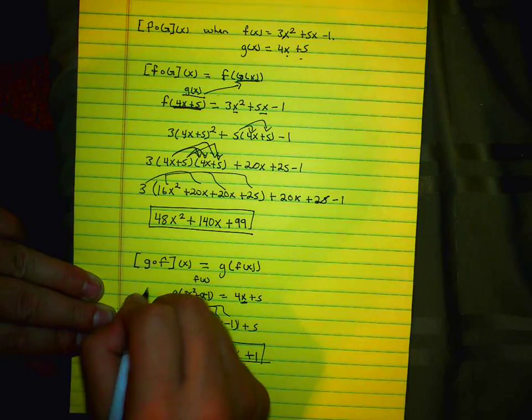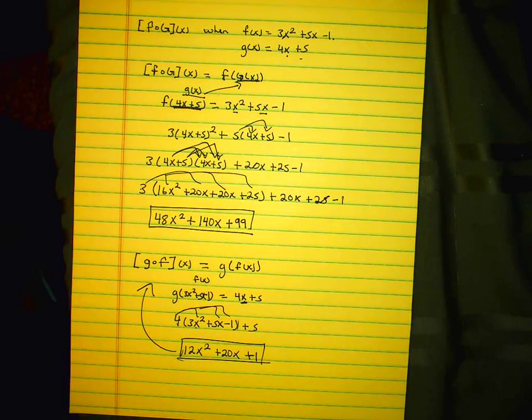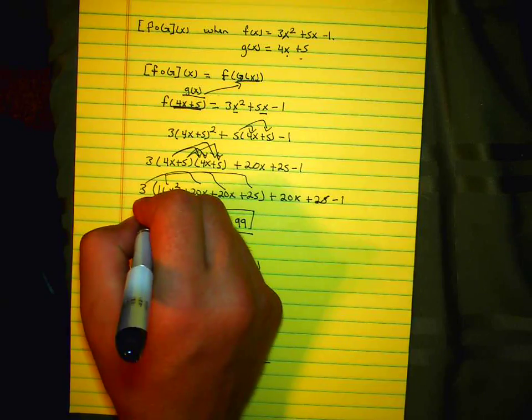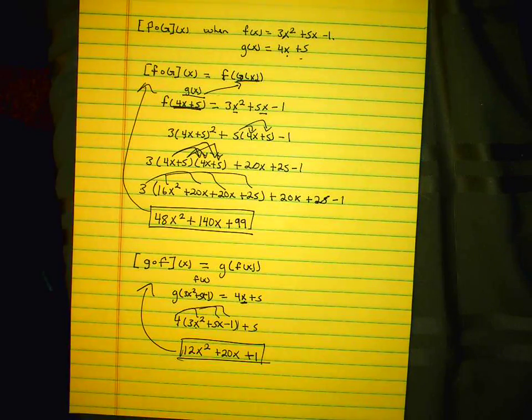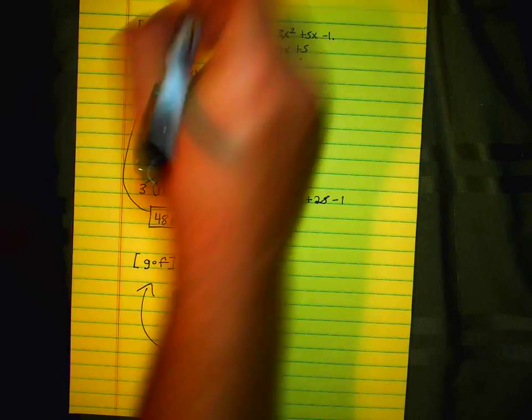And that's my final answer for g of f as a function of x, versus my final answer for f of g as a function of x. Alright, so that was basically what examples 3 and 4 were about. Not too big a deal. This was example number 3.